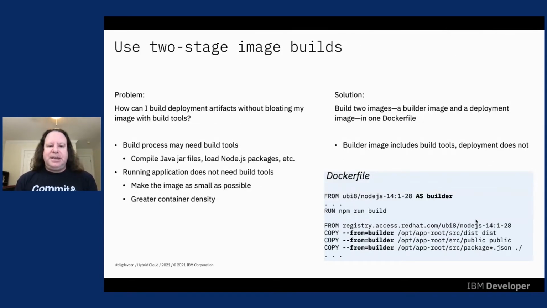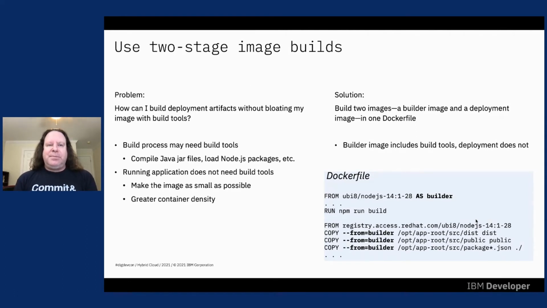The next practice is to build an image in 2 stages. The reason that we're doing that is because oftentimes to take your source code and build it into deployment artifacts, you need builder tools. And those builder tools, you need them at build time, but you don't need them at runtime. So we don't want to include them in the image that we're going to deploy into OpenShift or Kubernetes for that matter, because all it does is make the image bigger and that causes bloat and that lowers container density that you can get on a node.